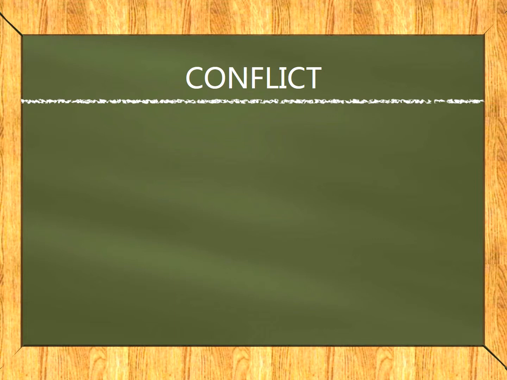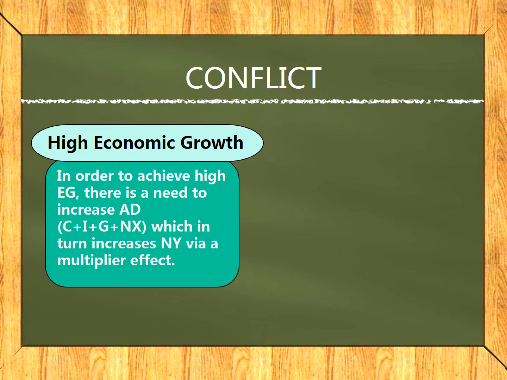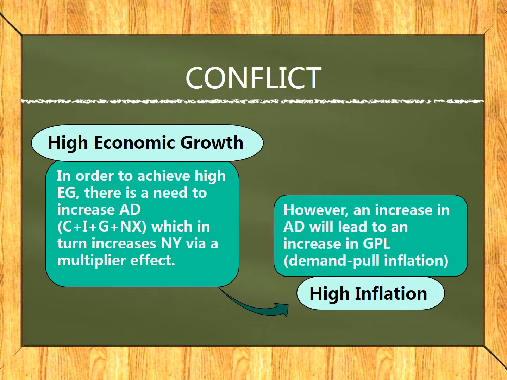Firstly, we will take a look at the aspect to achieve a higher economic growth. In order to achieve higher economic growth, there is a need to increase aggregate demand, which comprises consumption, investment, government expenditure, and net exports, which in turn will help to increase national income via a multiplier effect. However, we know that an increase in AD would definitely cause an increase in general price level, which is a form of demand pull inflation, leading to high inflation.